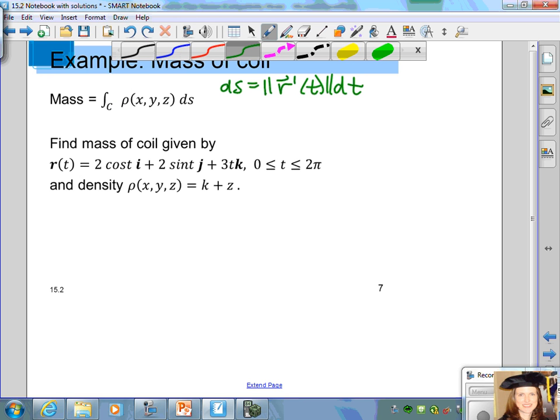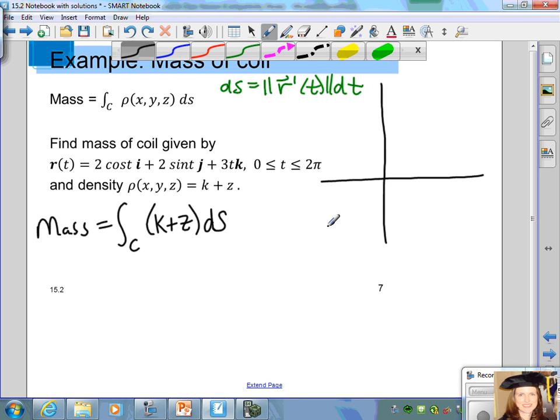So let's come up with first the basic line integral formula and then work through rewriting it as a definite integral. So the mass is going to be evaluated by this line integral, where our density function in this case is defined as k plus z, ds. Now the coil is given by the vector valued function r of t equals 2 cosine t i plus 2 sine t j plus 3t k.